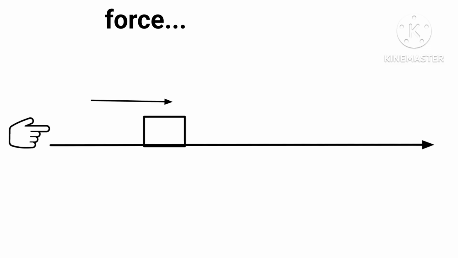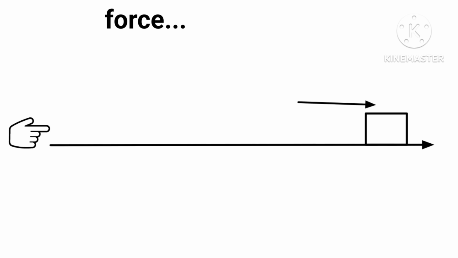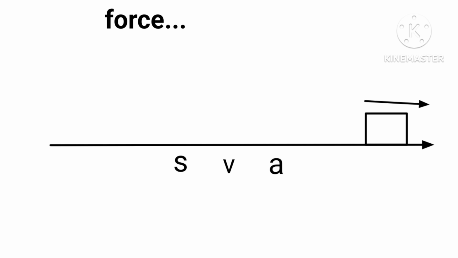In our last video, we described the motion of an object on a straight path. Every motion is associated with three terms: position, velocity and acceleration. Clearly, a motion can be uniform or non-uniform.